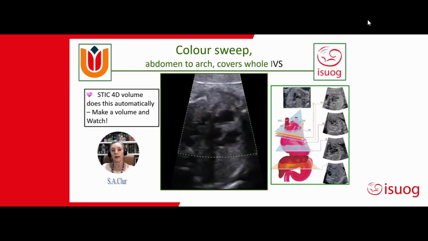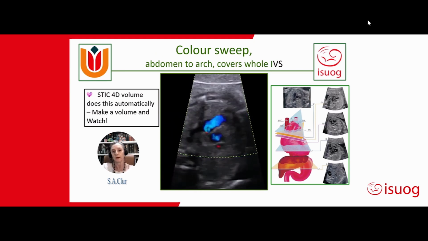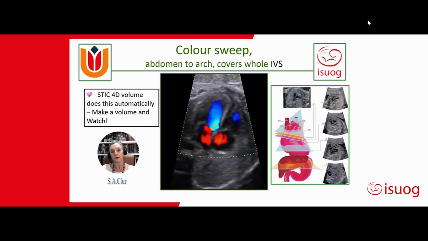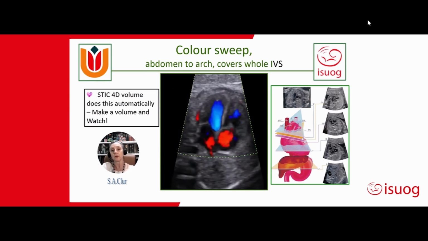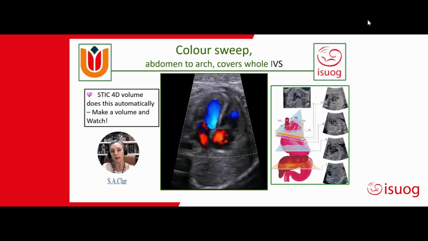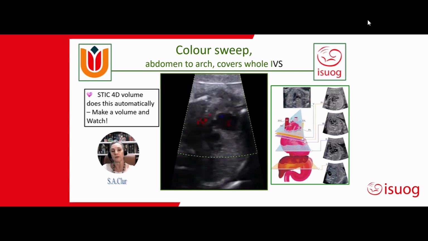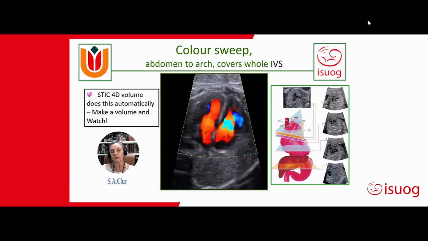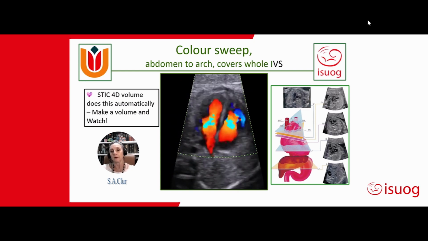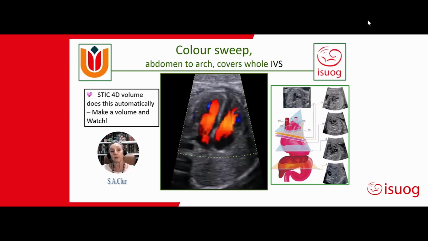That is why I like to make a sweep from the 4-chamber view up to the 3-vessel and trachea view, so that I have had a look at all areas of the interventricular septum. Now, when you make a STIC 4D volume, in fact, your machine is doing it for you.